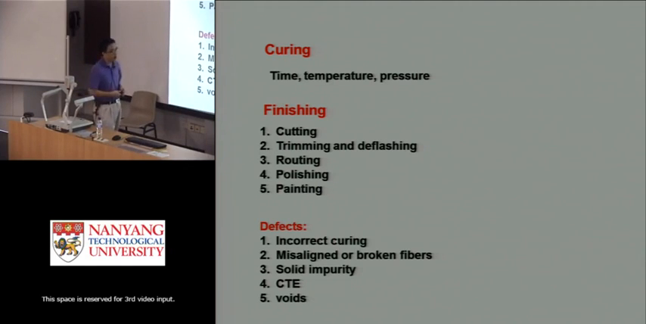Of course, we also talk about the CTE, the coefficient of thermal expansion. During processing, you may use a high temperature. When you cool down, the fiber and the matrix are two different materials, so their coefficients may be different. When you cool down very fast, you may introduce stress inside, and this stress later on becomes a weak part. Besides that, you may also introduce water inside. You should be careful about that.